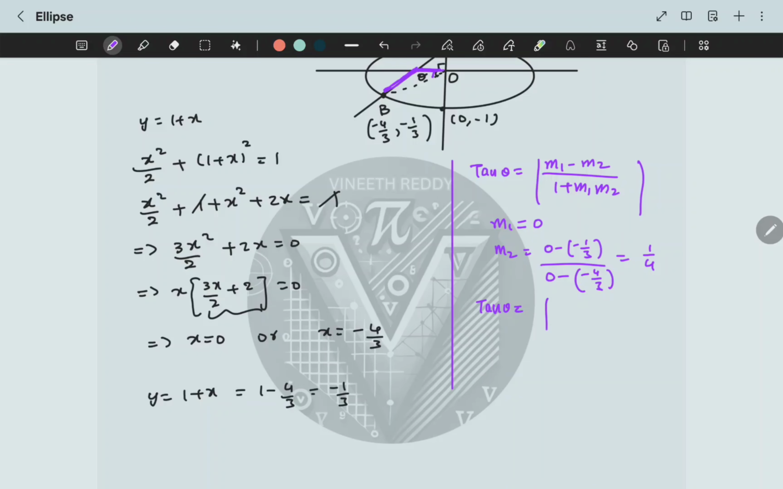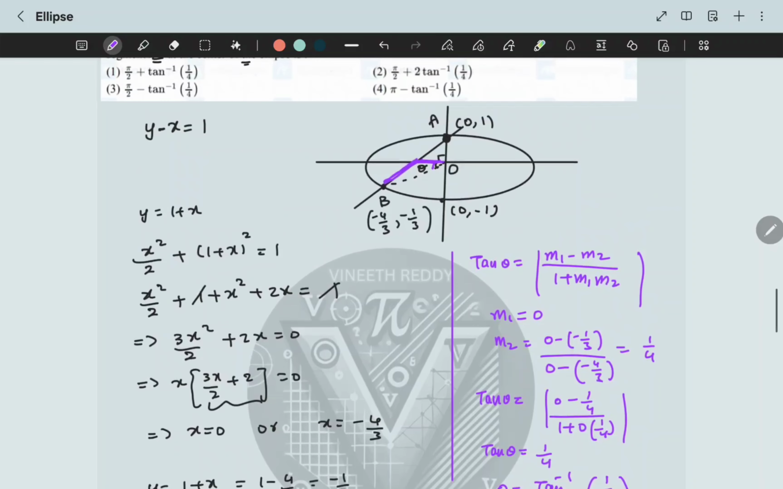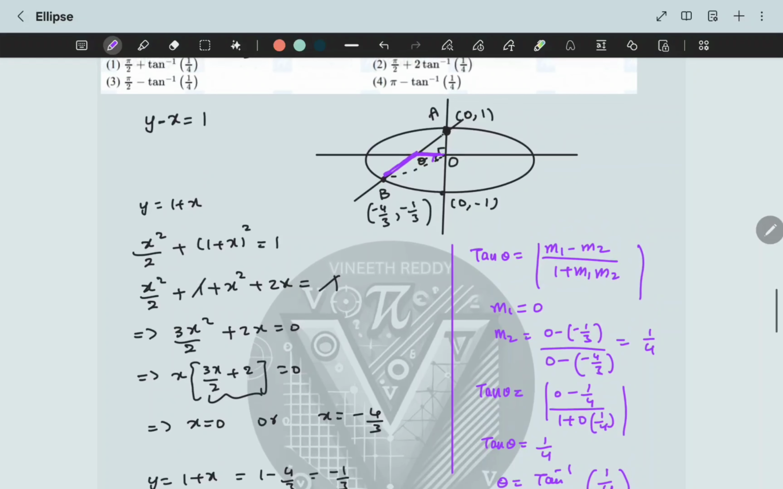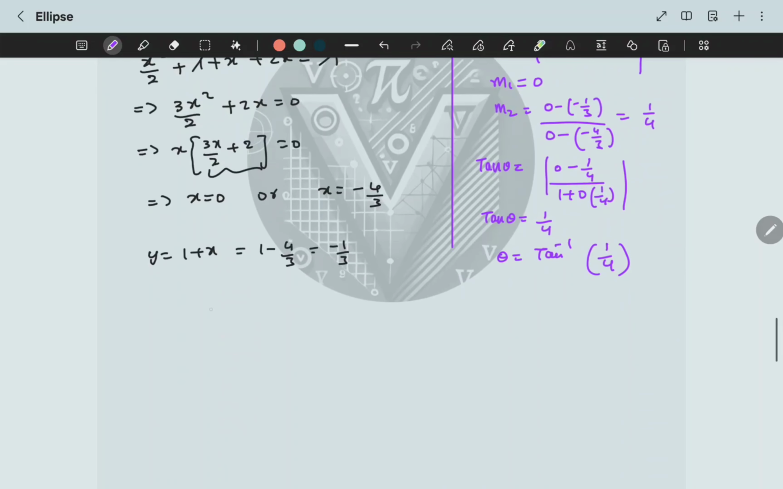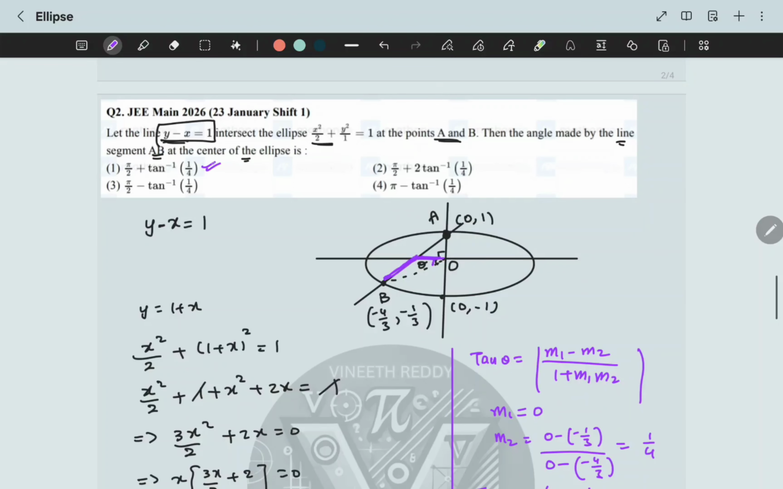So tan theta should be mod of (0 minus 1 by 4) by (1 plus 0 into 1 by 4). So ultimately we get tan theta as 1 by 4. So theta should be tan inverse of 1 by 4. Now this is not the required answer. The required answer is the angle made by the chord AB at the center. So that should be 90 plus theta. Therefore the required answer should be pi by 2 plus theta. Theta is tan inverse of 1 by 4. So this should be the answer. So let us check which option gives us pi by 2 plus tan inverse 1 by 4. It is option A or option 1. That's it.